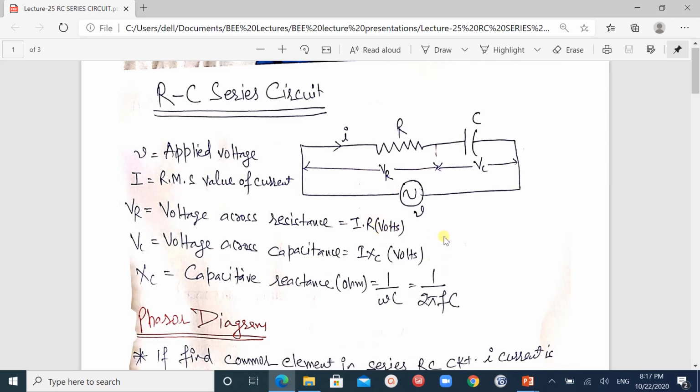Then VC is the voltage across the capacitance, and it is IXC, and the units are volts. XC is the capacitive reactance, the units are ohm, and it is written as 1 upon omega C, or it can be written as 1 upon 2 pi FC. So these are the terms which we are using in the RC series circuit.